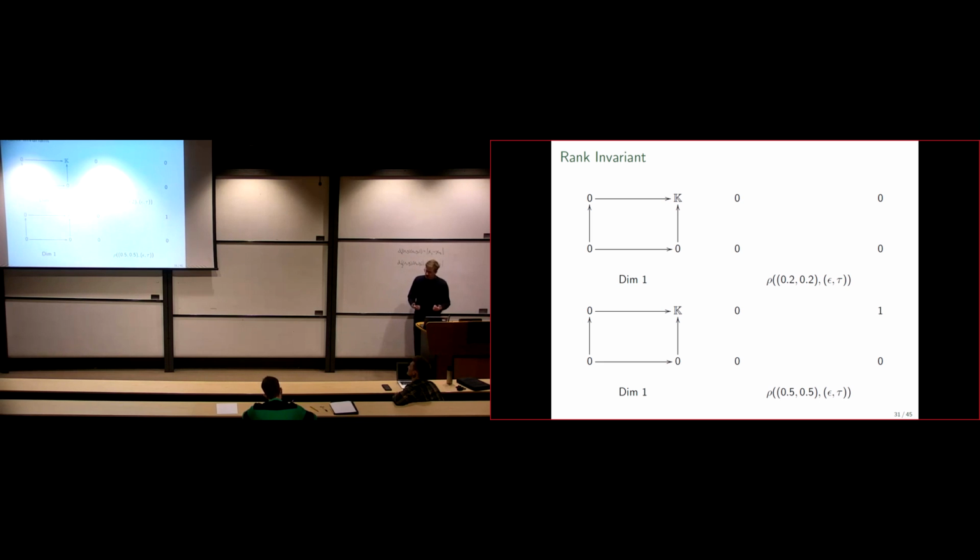And that's why it contains all the information of the barcode, because you can recover the barcode by looking at the ranks of these maps. Then you see when things die and when things appear, and you can use this to reconstruct all this information.